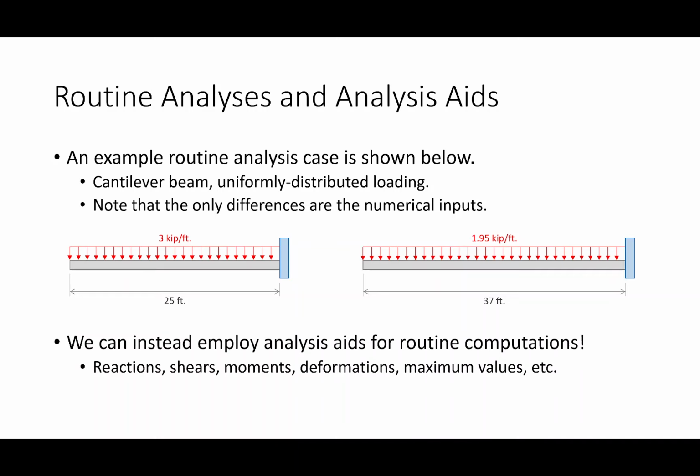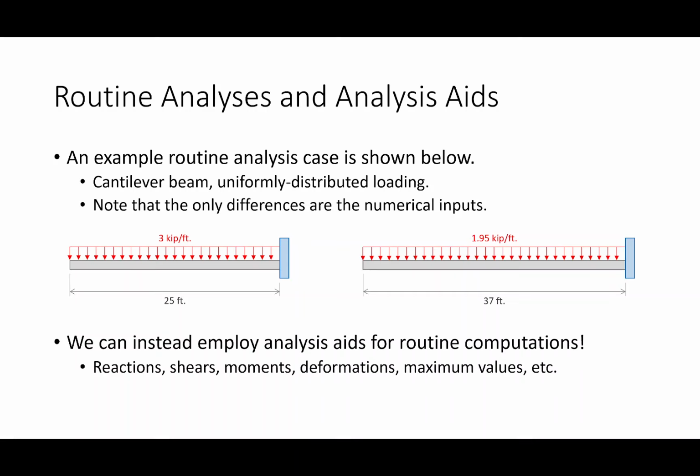I have 2 problems here on the screen. This is a 3 kips per foot beam that's 25 foot long, subjected to 3 kips per foot. This is a 37 foot long beam subjected to 1.95 kips per foot. What I'm asking you is, are these really just different problems? Not really. Really the only difference is the numerical inputs. But at the end of the day, they're both cantilevered beams. They're both subjected to uniformly distributed loads. In that regard, they're exactly the same.